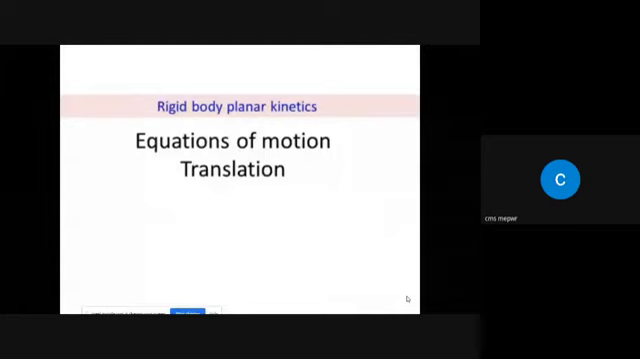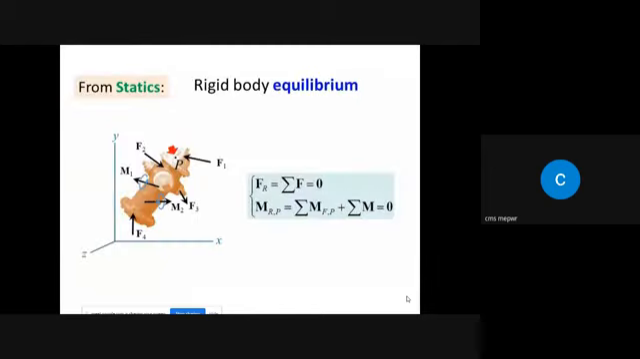Okay, so the main topic that we need to cover today, again, is equation of motion. In equation of motion, or rigid body kinetics, the first thing that we need to cover is translation. But before going into it, let's recall some of our basic concepts from statics.